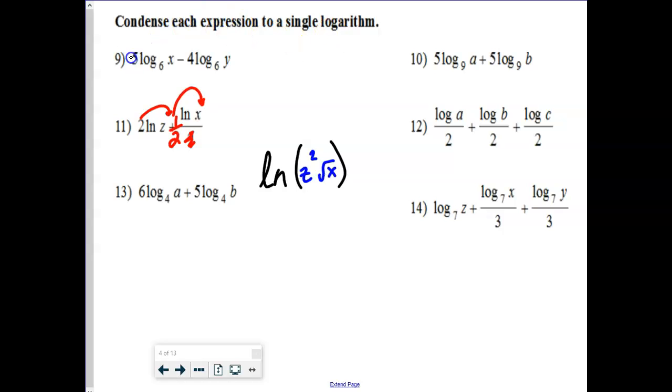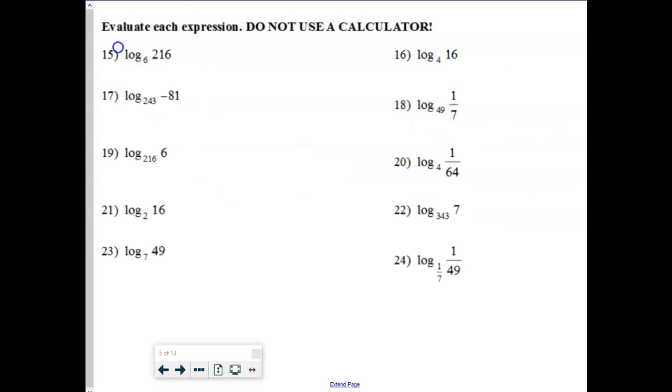Could you guys please do number 9 on your own? Oh, perfect. All right, this is great for your no calculator test.